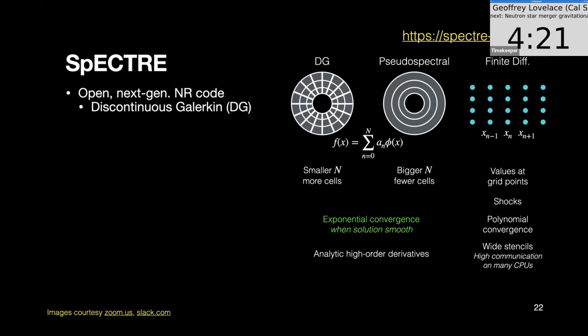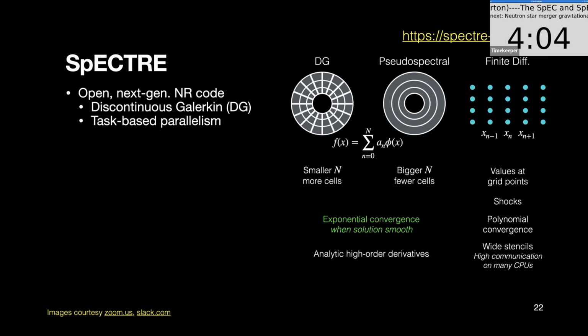let me just give, so both of these methods will converge exponentially if the solution is smooth as you increase this N here. And another big advantage is these methods, the DG method communicates locally, only with nearest neighbors. So it minimizes the communication costs.